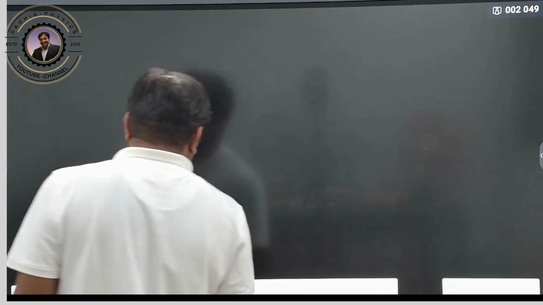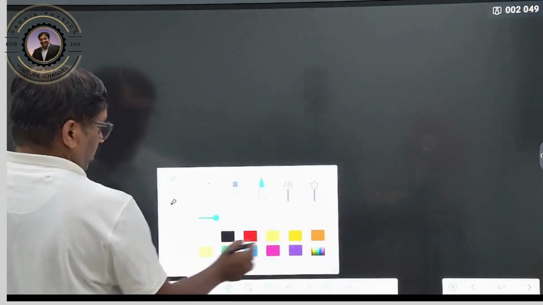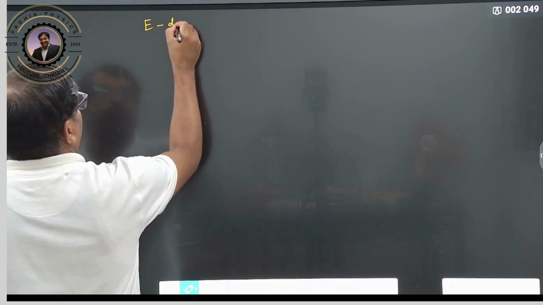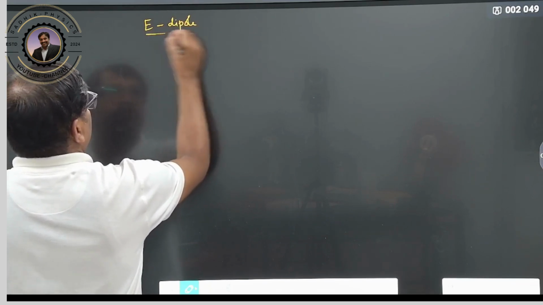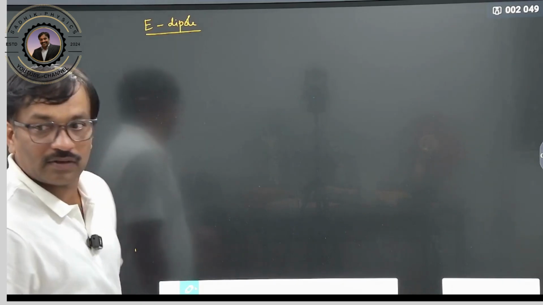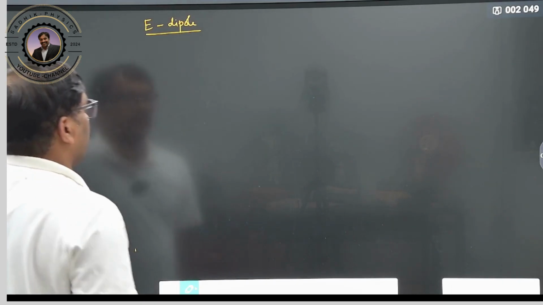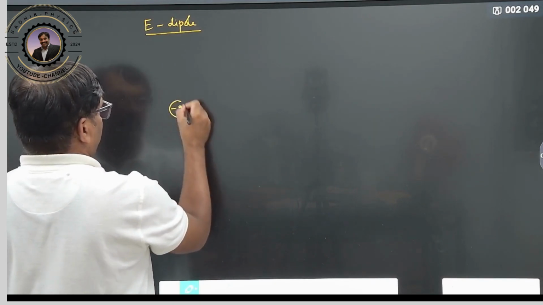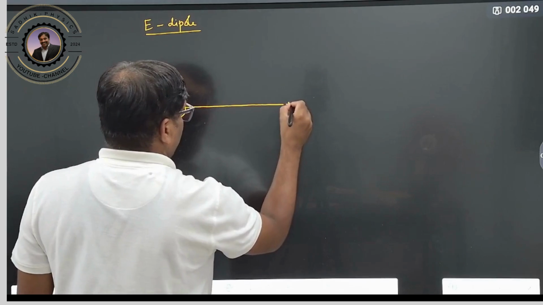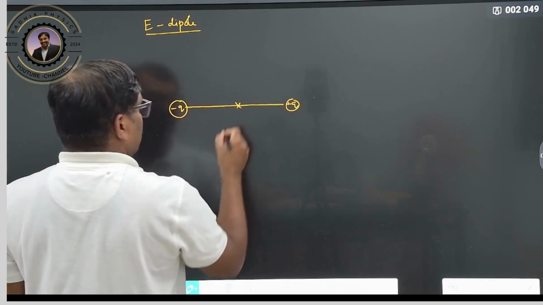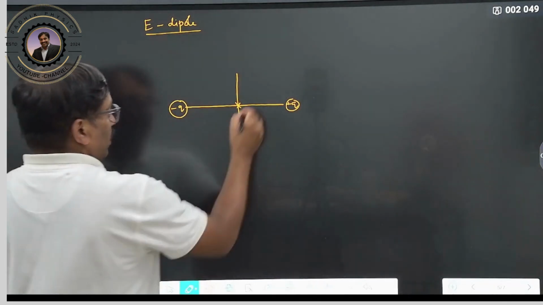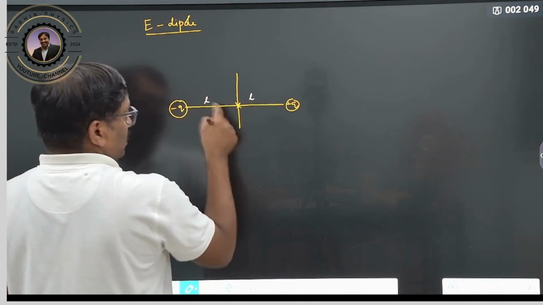So electric field due to a dipole. We can calculate it along the x-axis, along the y-axis, and at any arbitrary point. We will take this as minus q and this as plus q, with the center in the middle. Here this is your dipole moment, and this distance is L.